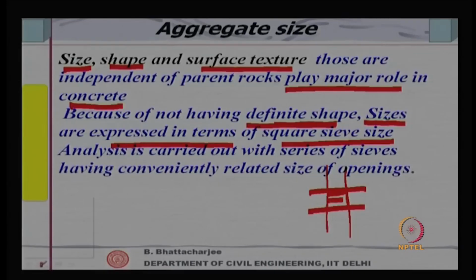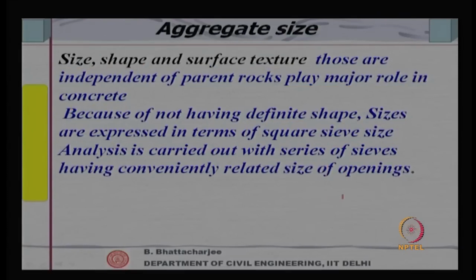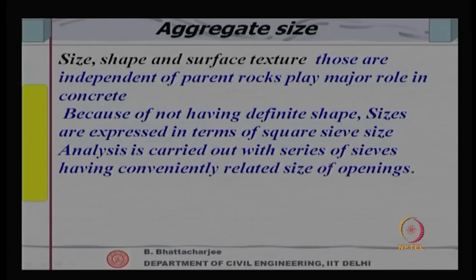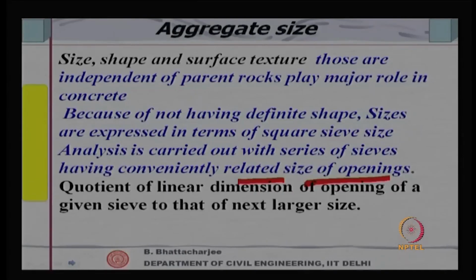So, basically we do what is called sieve analysis, allowing the aggregate to pass through square meshes or sieves, a series of them. The aggregate size is then conveniently described in terms of the size of the opening. So, we do sieve analysis and conveniently relate the size of the aggregate to the size of the square mesh, or sieve size as we call it.